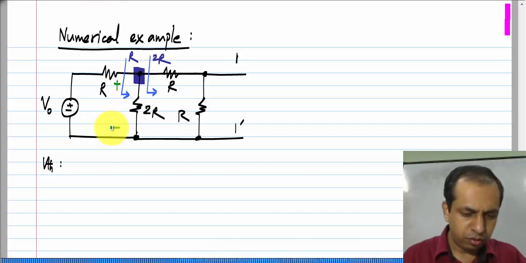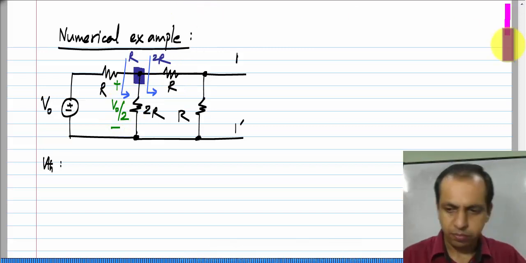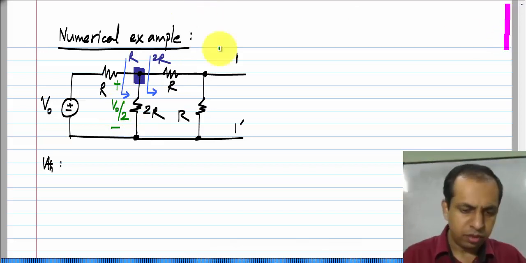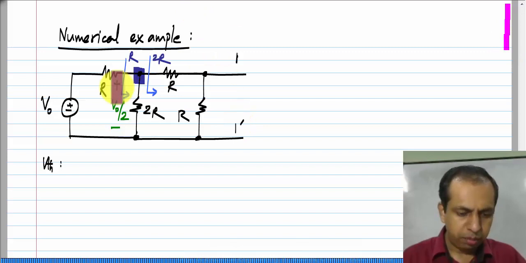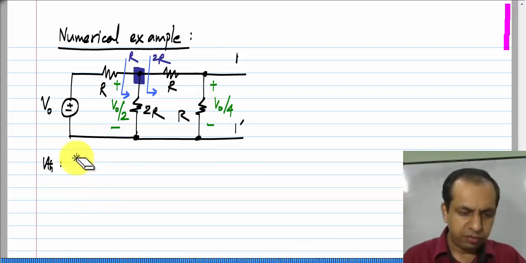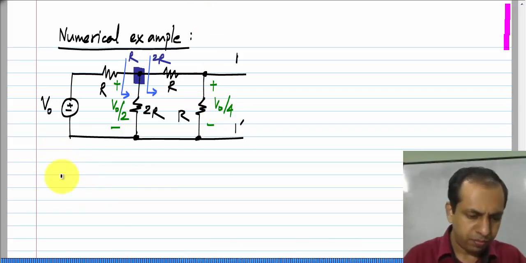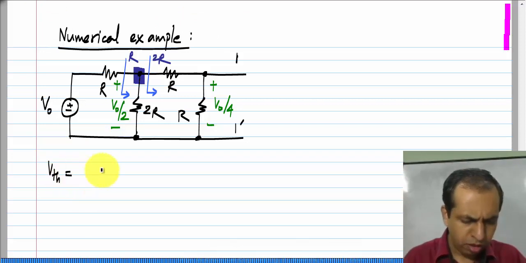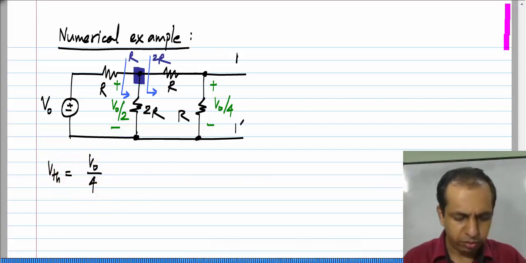So, effectively between V naught and this point I have R and R. So, the voltage that appears here will be V naught by 2. Okay. And between that point and here again I have R and R. So, the voltage that appears here will be V naught by 4. So, my Thevenin voltage VTH will simply be V naught by 4.